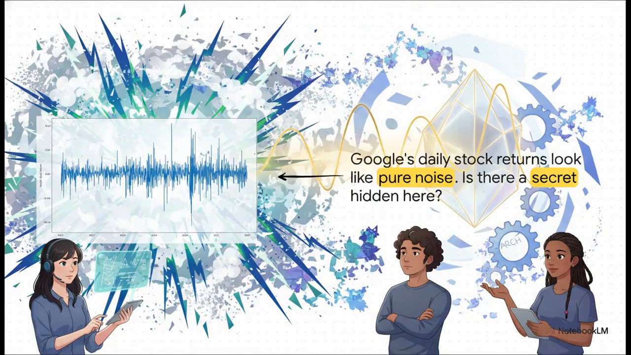So here it is. This is our central mystery. You're looking at a chart of Google's daily stock returns from 2016 to 2021. And yeah, it just looks like a complete jumble of random spikes and dips, right? Totally unpredictable. But what if I told you there's a structure hiding in all that chaos? A kind of rhythm that we can actually model and, well, understand?